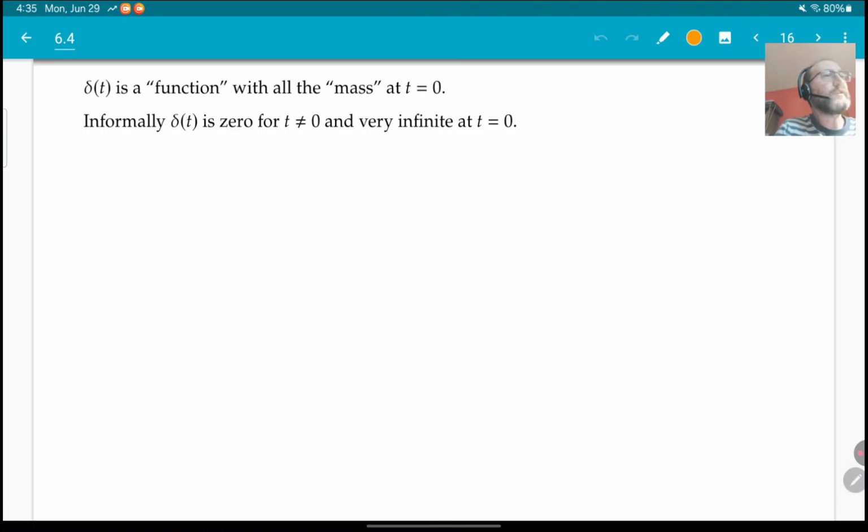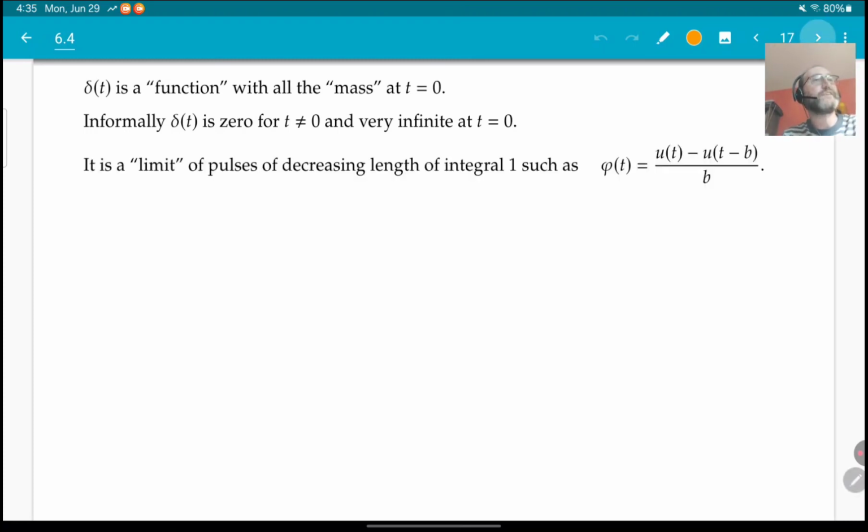You can think of delta as being 0 everywhere except the origin, and it's not just infinite, it is very infinite at t equals 0, whatever that means. It's not a function, so you don't want to think of evaluating it. But it is a limit in some sense of these pulses phi of decreasing length, as b goes to 0, whose integral is 1.